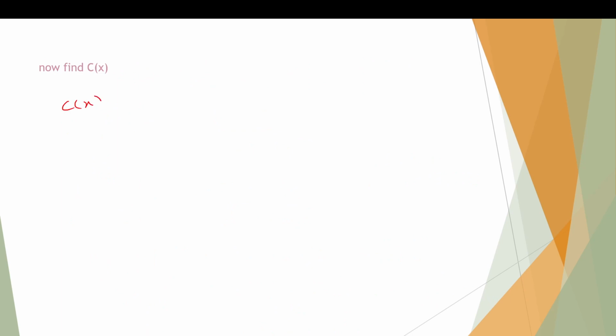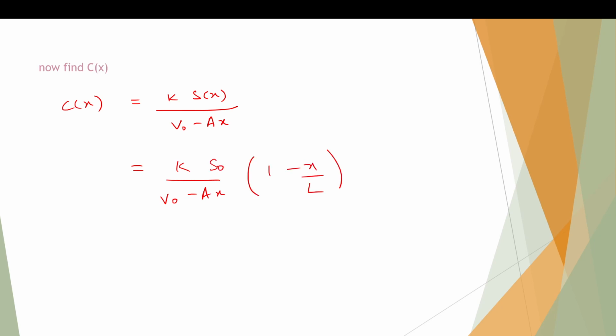So c of x is nothing but k times s of x by v of x, and v of x is v naught minus ax. So we just substitute s of x in this: k by v naught minus ax into s naught times 1 minus x by l whole raised to k. Simplify it to get c of x is equal to k.